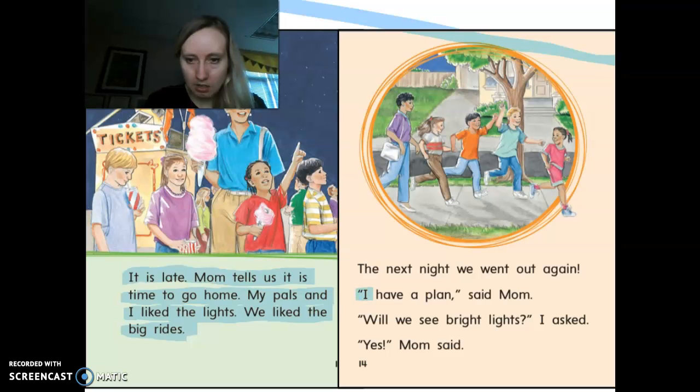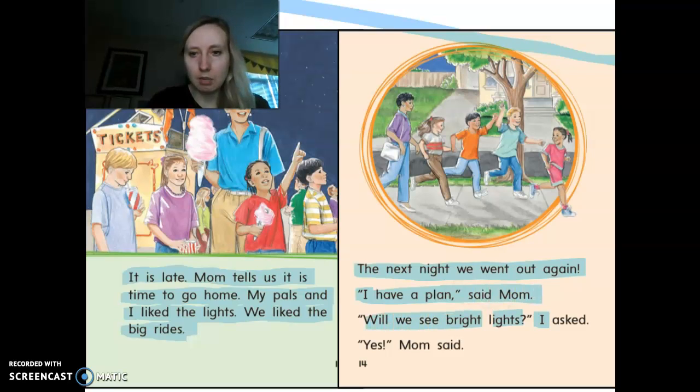Okay, bright lights. Okay, together. The next night we went out again. I have a plan, said Mom. Will we see bright lights? I asked. Yes, Mom said.